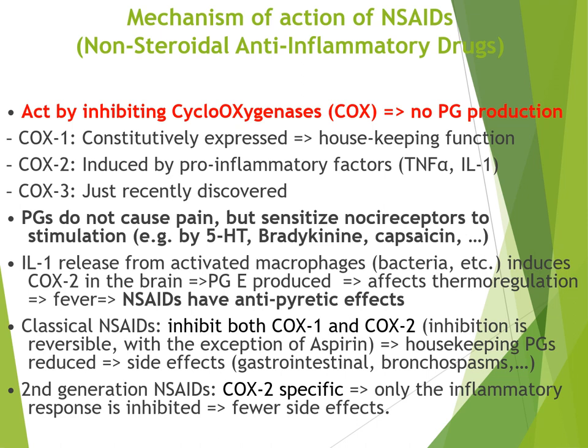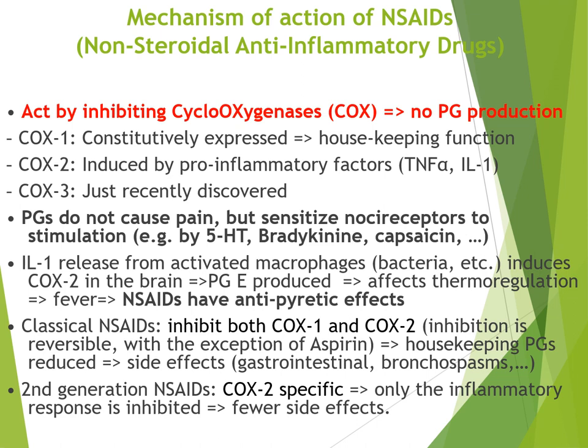Interleukin-1 released from activated macrophages, bacteria, etc. induces COX-2 in the brain. Prostaglandin E produced affects thermoregulation and leads to fever. Since these drugs block cyclooxygenase, it means that they have antipyretic effects, antipyretic activity.